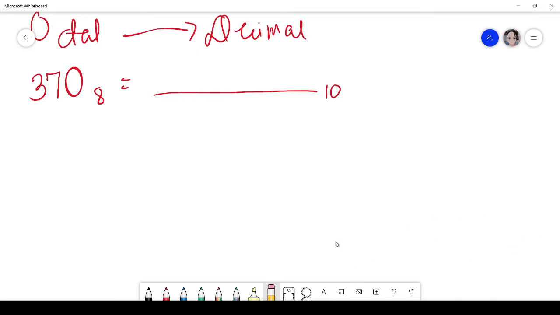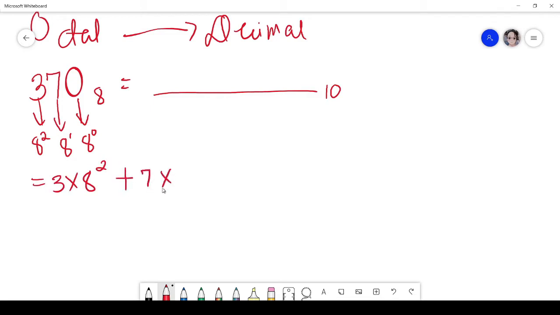Let's start here. This digit is 8 to the power of 0, this is 8 to the power of 1, and this is 8 to the power of 2. Then let's substitute: 3 times 8 to the power of 2, plus 7 times 8 to the power of 1, plus 0 times 8 to the power of 0. Start your solution.